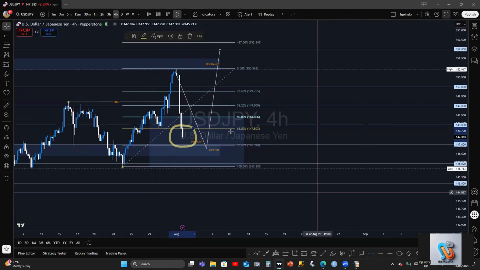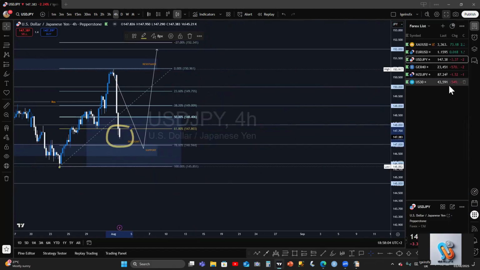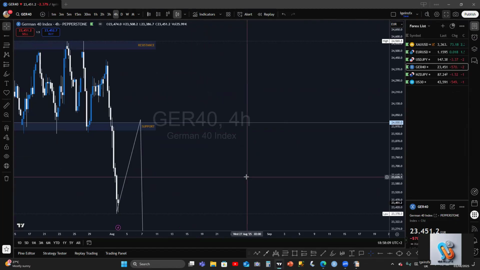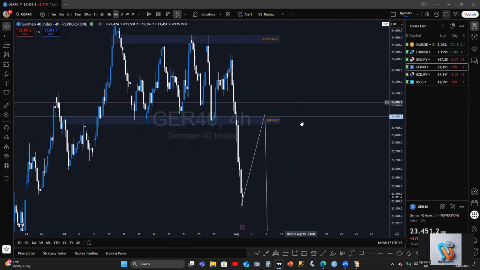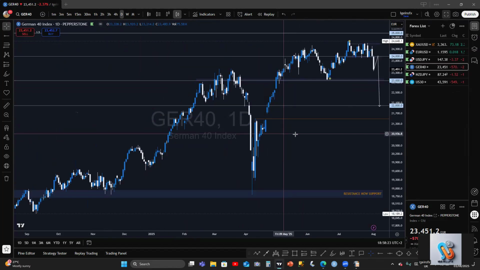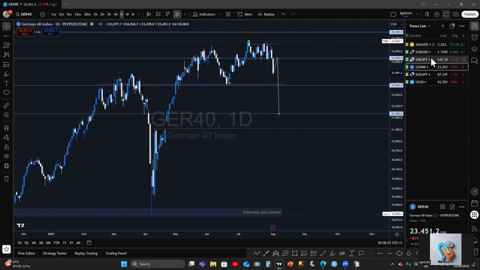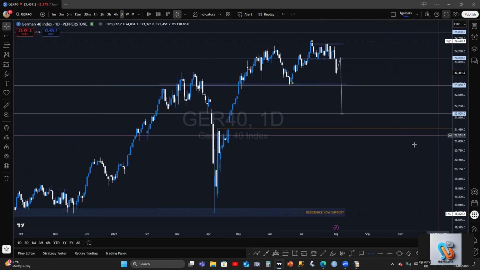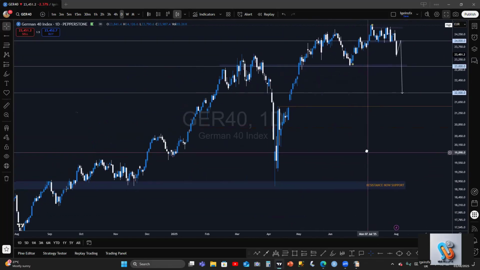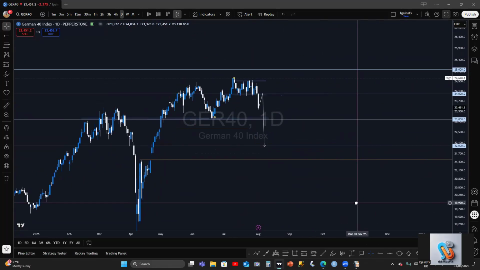Another one we are going to analyze now is German 40. This German 40 is a very nice pair. It delivers very well, guys. It delivers very, very well.